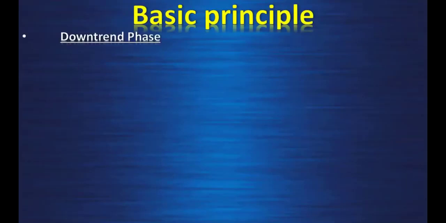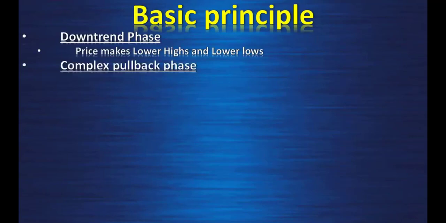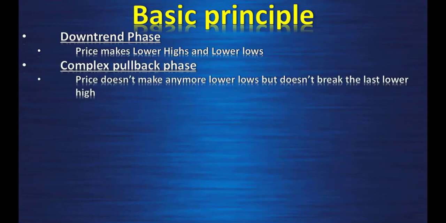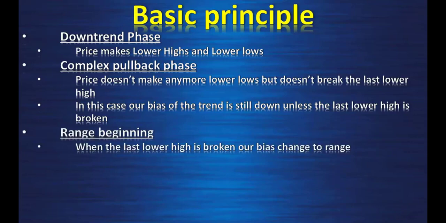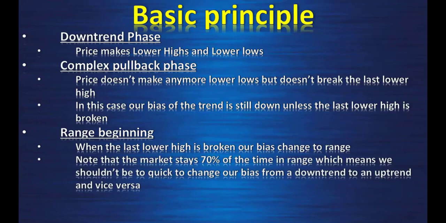Basic principle. Downtrend phase: price makes lower highs and lower lows. Complex pullback phase: the price doesn't make any more lower lows but doesn't break the last lower high. In this case, our bias of the trend is still down unless the last lower high is broken up. Range beginning: when the last lower high is broken, our bias changes to a ranging market. Note that the market stays 70% of the time in a range, which means we shouldn't be too quick to change our bias from a downtrend to an uptrend and vice versa.